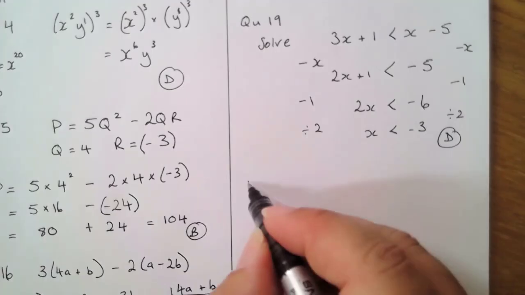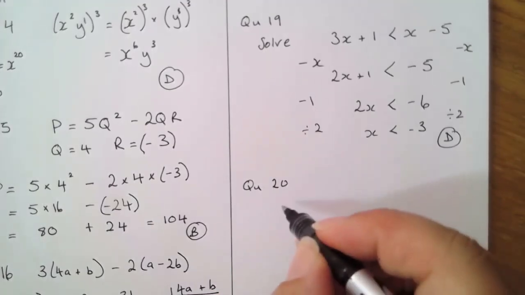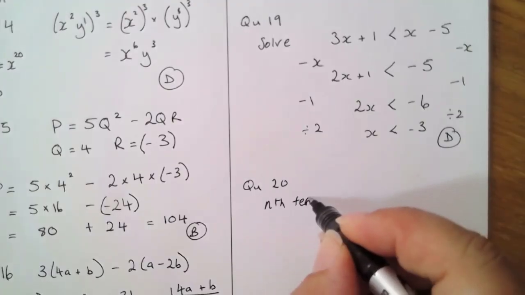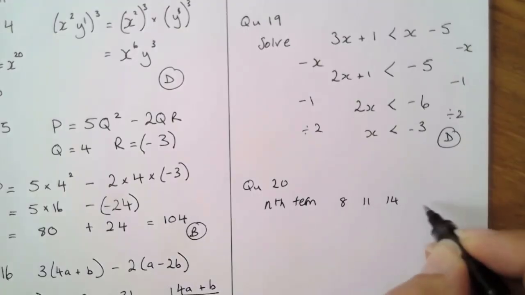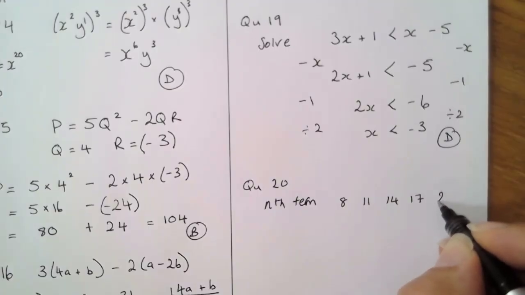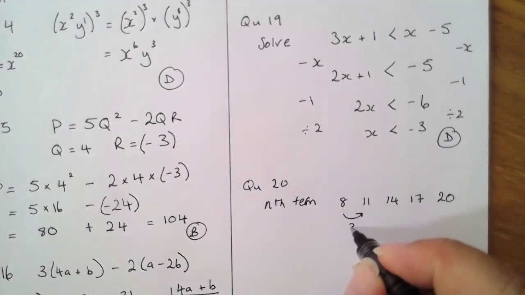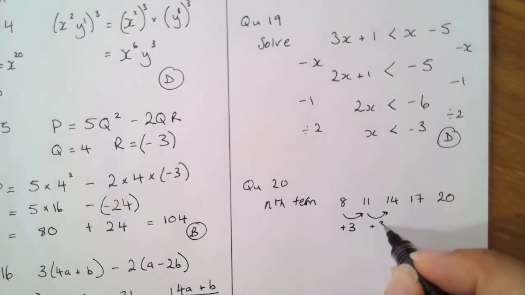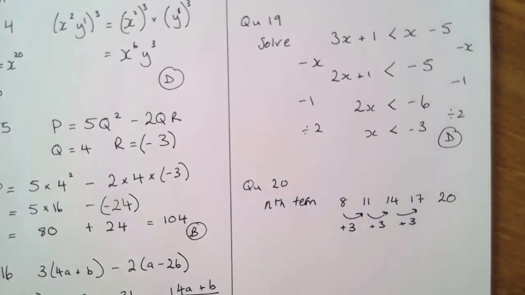Question 20. Nth term. So we're trying to find the nth term for the sequence 8, 11, 14, 17, and 20. The jump here, 8 to 11, is 3. We're adding 3. 3 is the number, and it's a good idea to check it because it might not be a standard nth term sequence.